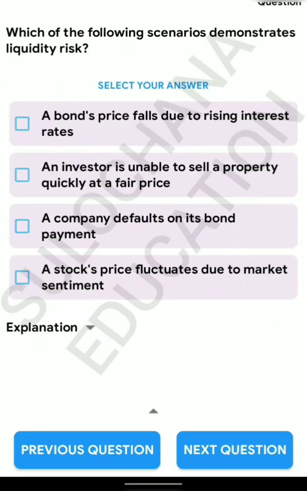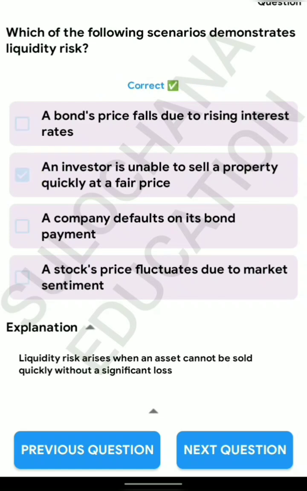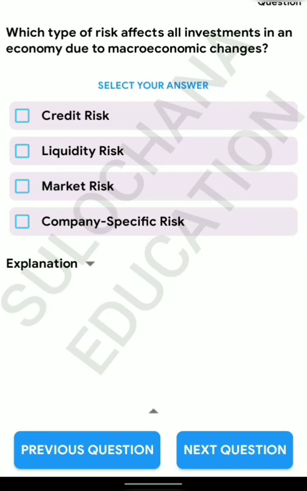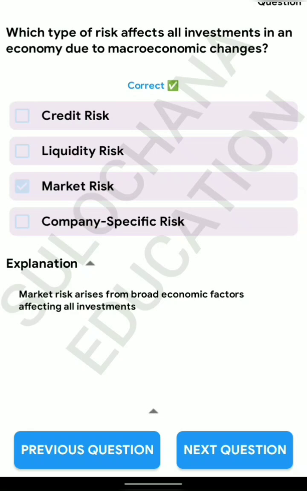Which of the following scenarios demonstrates liquidity risk? Options are, and the correct answer is B. An investor is unable to sell a property quickly at a fair price. Which type of risk affects all investments in an economy due to macroeconomic changes? Options are, and the correct answer is option C. Market risk arises from broad economic factors affecting all investments.